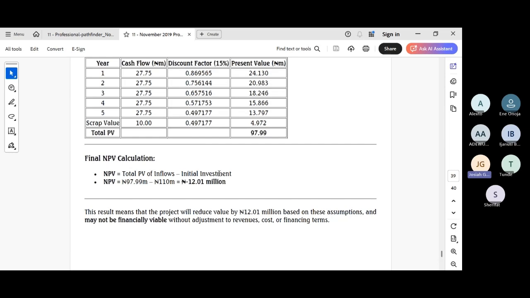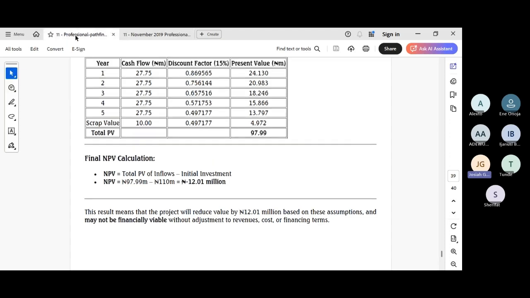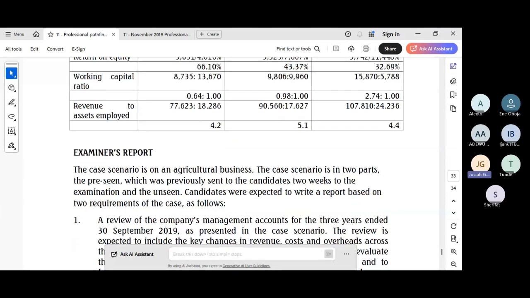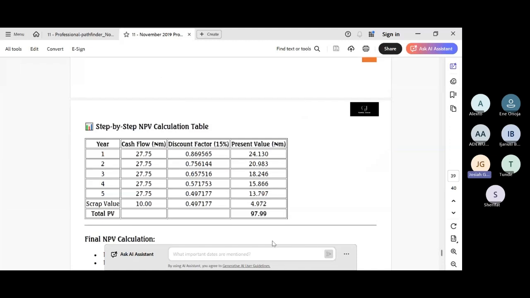So where you have a negative NPV, of course, you reject or advise against the project. So we're saying the project may not be financially viable without any further adjustments on the cost or financial terms of the project. So that was not provided in the Pathfinder by the examiner, but that has to be calculated for you to be able to provide context and explanation for requirement 2. So follow through. These are very easy computations in my view and in my opinion, and it's easy to sail through.